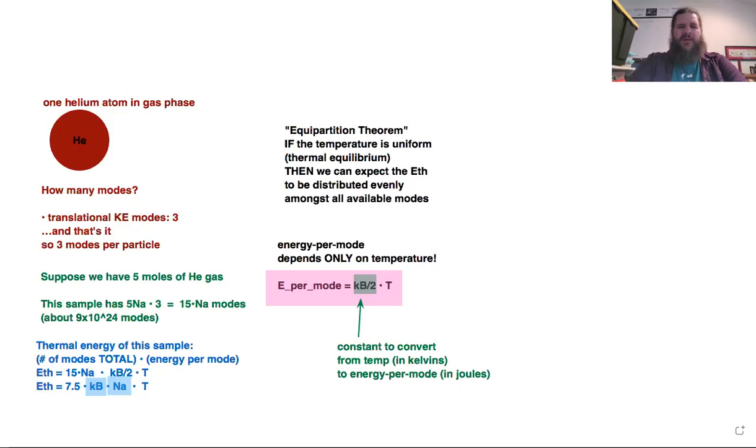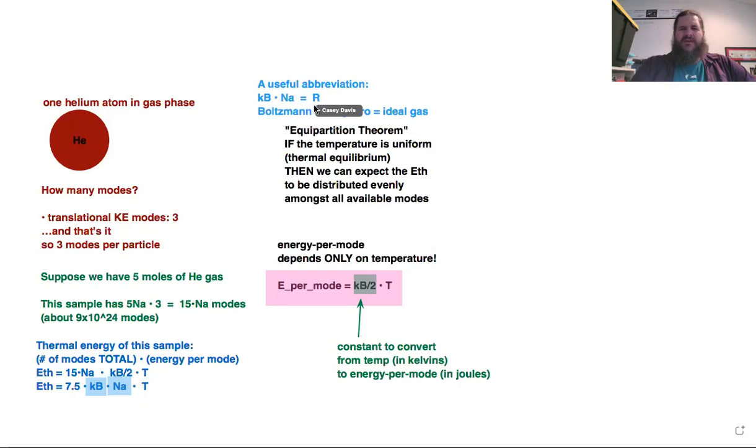Anytime you've got Boltzmann's constant times Avogadro's number, anyone know what that's usually called? Yeah. That's R. That's the ideal gas constant. And this is the same R, the same constant that shows up in the ideal gas equation, PV equals nRT, which is why it's called the ideal gas constant.